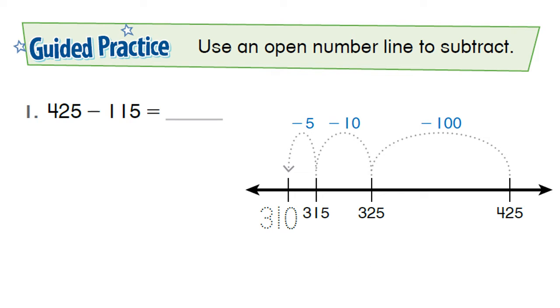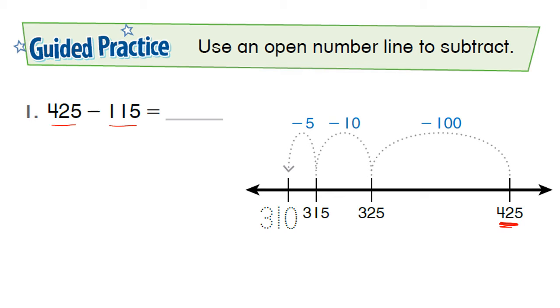This is number 1 of the guided practice. Use an open number line to subtract. Now we're going to subtract 425 minus 115 to get the difference. So we're going to start with the minuend, which is the larger number in a subtraction problem. And we're going to place it to the right of the open number line, because when we subtract, we move left on a number line.